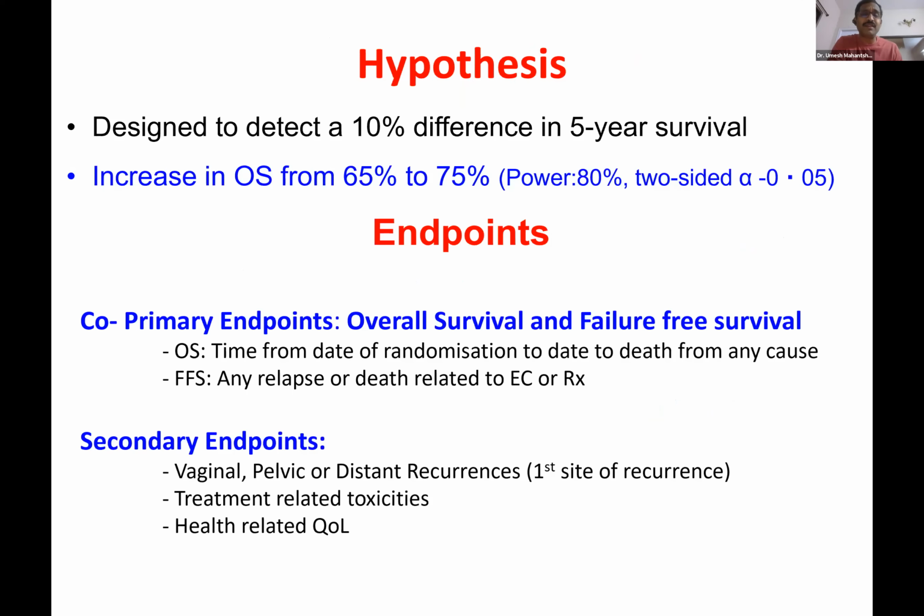The hypothesis set in POTEC 3 was to detect a 10% difference in survival, with a standard power of detection of 80% and alpha of 0.05. What is important to realize is that this trial had co-primary endpoints of both overall survival and failure-free survival, which means both of these endpoints should be positive to claim it as a positive trial. If neither of them satisfies the hypothesis, then it's a negative trial. The secondary endpoints were the recurrence patterns, treatment-related toxicities, and QOL.